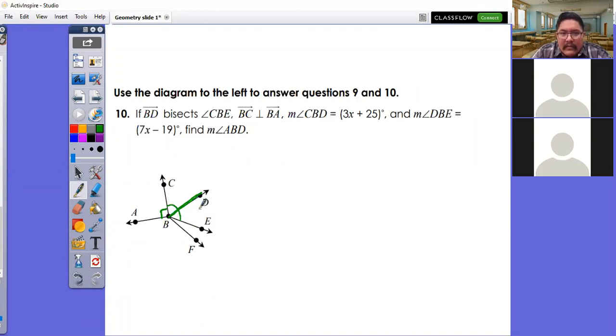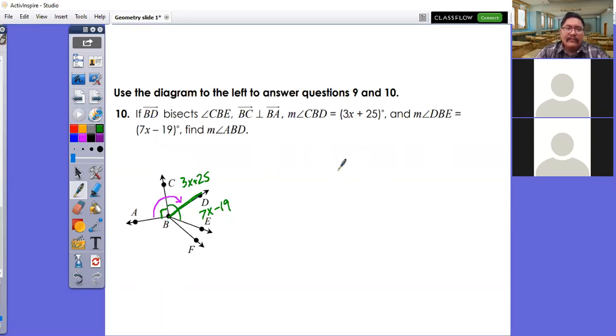CBD, that's this one here. This is 3x plus 25, and DBE is 7x minus 19. Oh, so sorry, I thought I heard someone was talking. Find ABD. So we're looking for, I'm gonna put it in purple, we're looking for this angle right here.